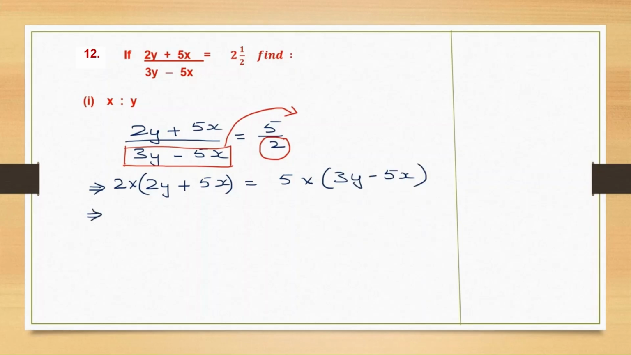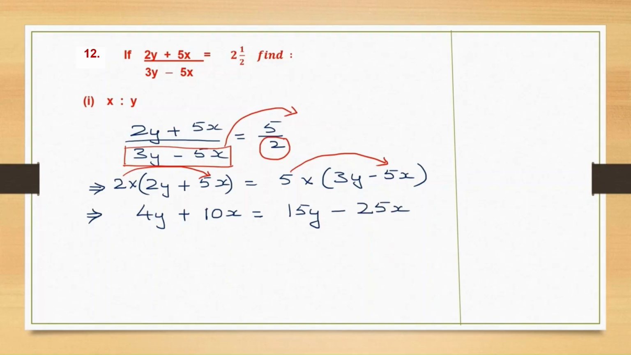Now let's work this out. First we multiply 2 into 2y. 2 2s are 4, 4y plus, now we finished with 2y, we're going to do 2 into 5x. So 2 5s are 10, so that is 10x. Now similarly on the right hand side, first we're going to multiply 5 into 3y. 5 3s are 15, so that is 15y. We finished with 3y, we're going to multiply 5 into minus 5x. So plus into minus is minus, 5 5s are 25, 25x.